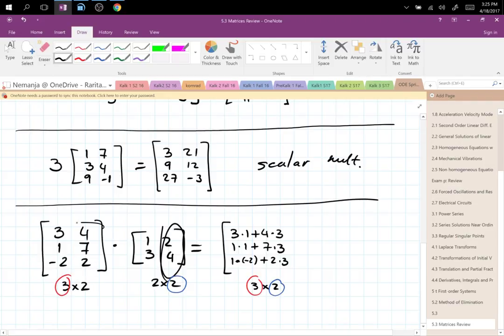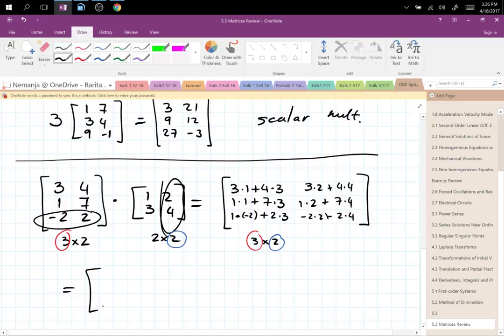Again, cycle through all of them. So it's going to be 3 times 2 plus 4 times 4. Then you move 1 row down. 1 times 2 plus 7 times 4. And then you move 1 more row down. It becomes -2 times 2 plus 2 times 4.